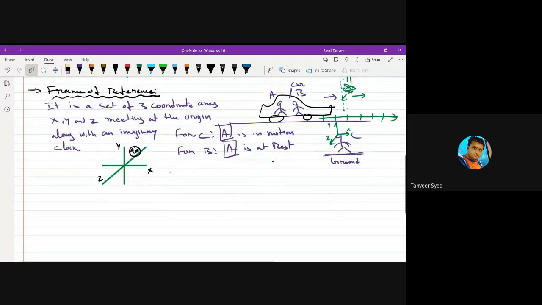Then, if you look at a larger view, there is no body in the universe.